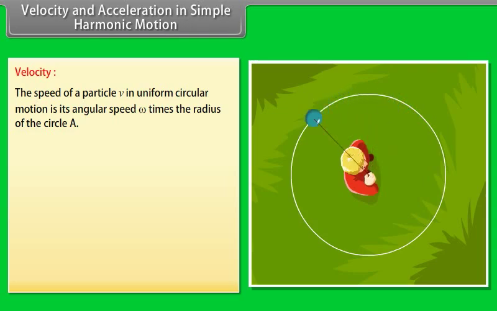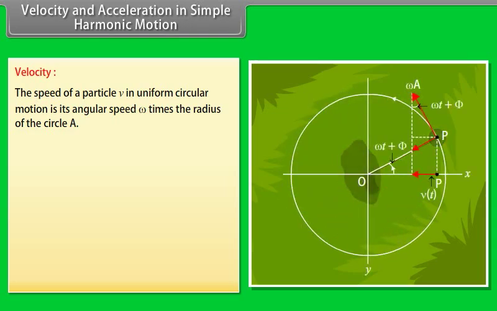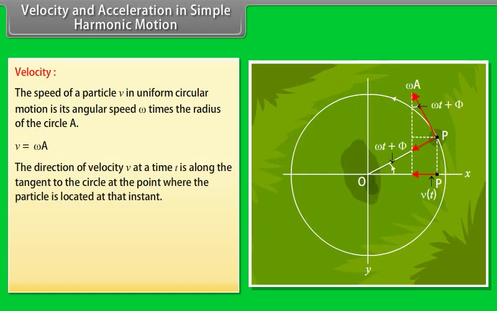Velocity and acceleration in simple harmonic motion. The speed of a particle v in uniform circular motion is its angular speed ω times the radius of the circle A. v equals ωA. The direction of velocity v at time t is along the tangent to the circle at the point where the particle is located at that instant.